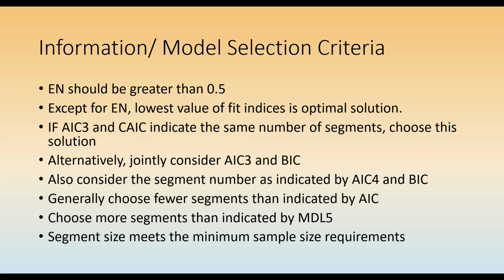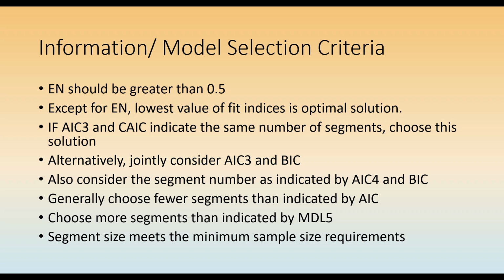First of all, we need to look at which of these are important and how to consider which of the segment solution is the best or most optimal. Entropy, or EN, should be greater than 0.5. So preferably, first of all, we are going to look at entropy values. It should be greater than 0.5. So we retain that and follow the other model selection criteria.